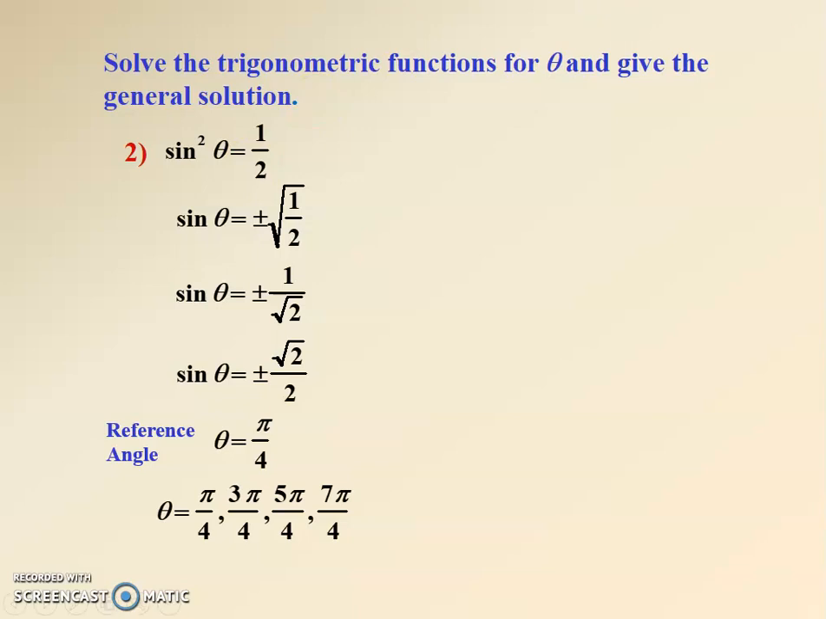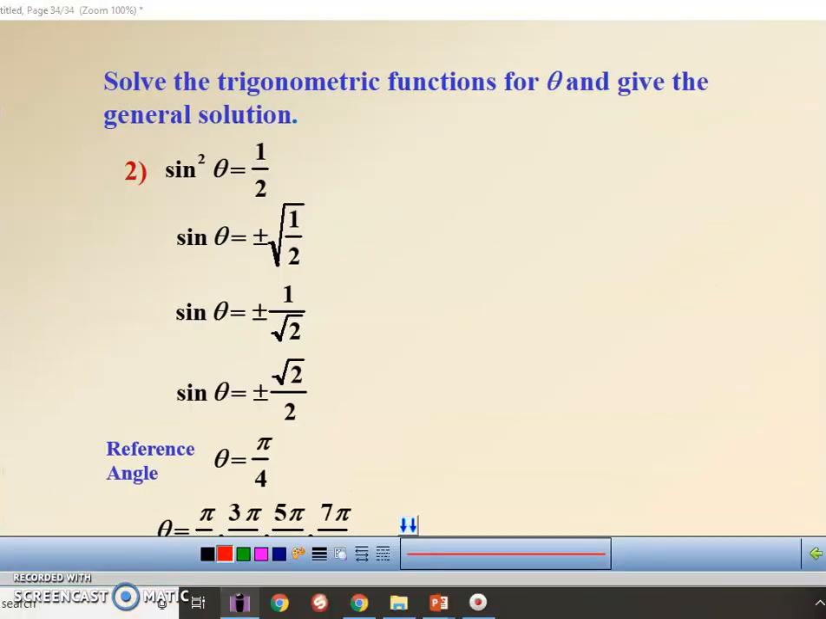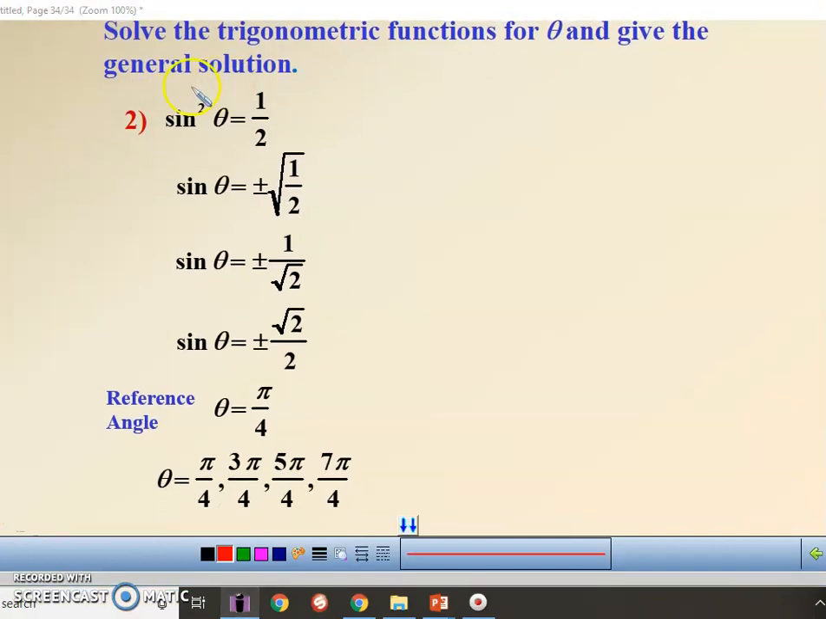Now, this is again only if you have one revolution of the circle. And because it wants the general solution, you need to give them all of the answers no matter how many times you go around the circle. So we could do this the exact same way we did the last one. We could take pi over 4 and add 2 pi just like we did before.